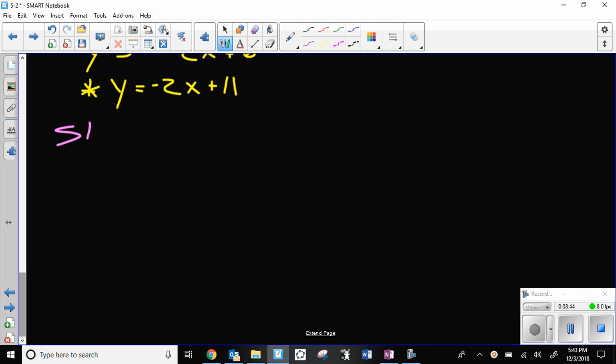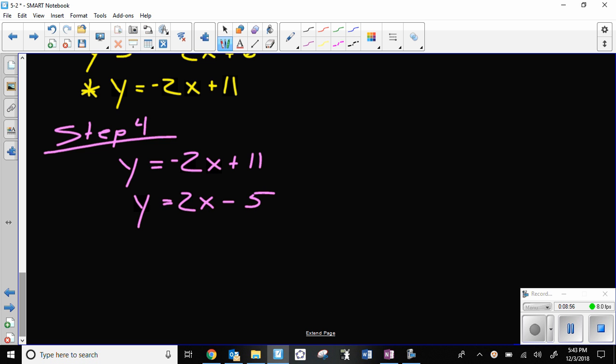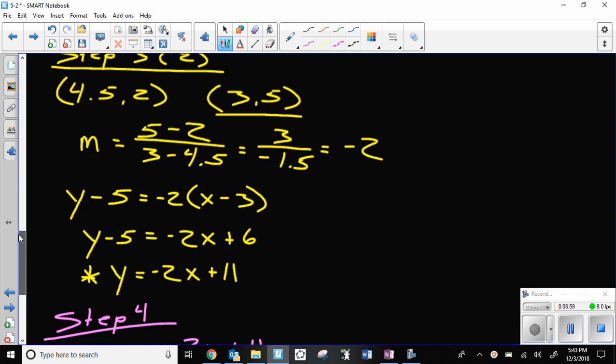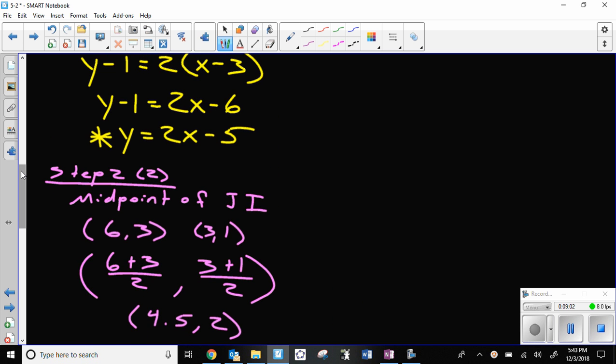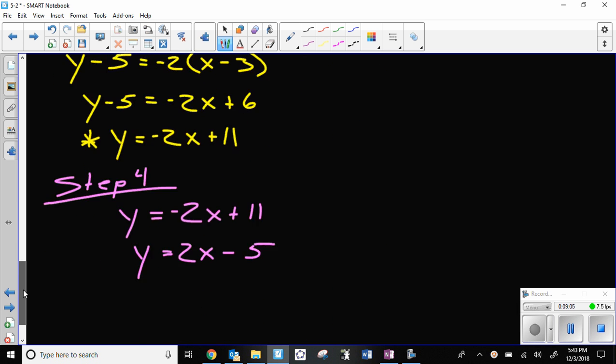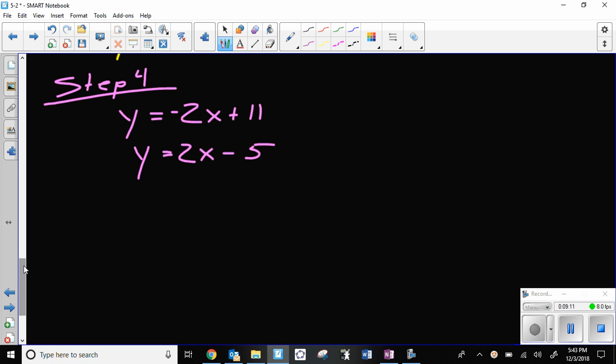Step 4. This is where you take your 2 equations, so the 2 that you starred, y equals negative 2x plus 11, and y equals 2x minus 5. That was from up above, that was my starred equation, again, right there. Alright? And I want to find where these 2 lines intersect. So I'm going to take, I notice they're both equal to y, so I'm going to take both of them, their right sides, and set them equal to each other. So now I get 2x minus 5 equal to negative 2x plus 11.